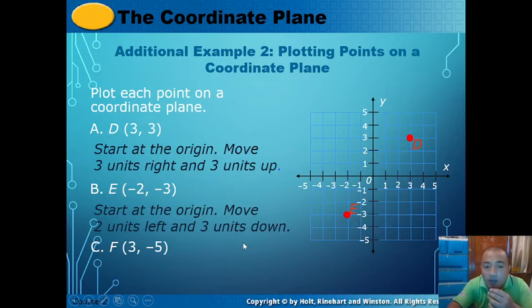How about 3, negative 5? Start at the origin, move 3 units to the right and 5 units down. There, 3, negative 5.